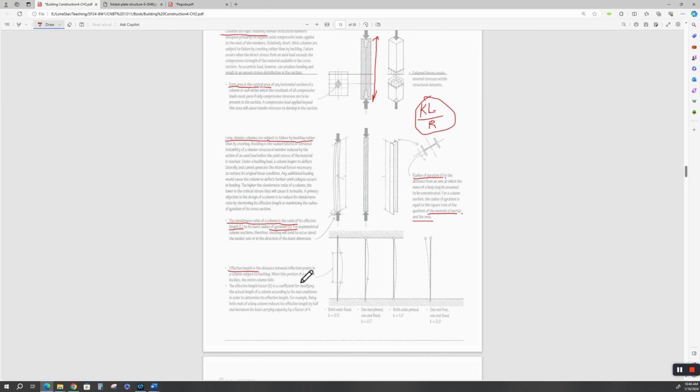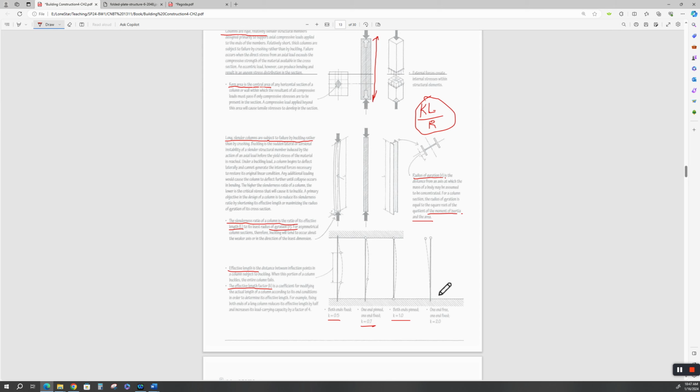The effective length is the distance between inflection points in a column. The effective length factor, or K, see here's your KL over R up here, and your K factor. If both ends are fixed, they won't rotate, then your K value is roughly 0.5. If one end is fixed, it doesn't rotate, but the other end can rotate, then the K value is 0.7. If both ends are pinned, they both can rotate about their endpoints, and it's 1.